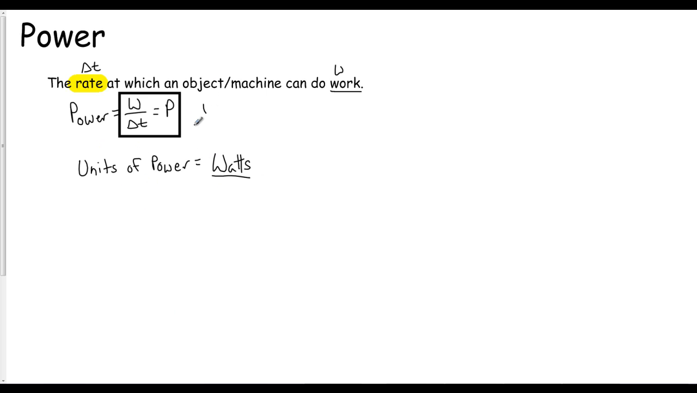Now, notice how it doesn't say that if a machine is so weak, it can't do work, or that a machine is so strong, it's going to do too much work. Instead, let's compare two machines that have two different power ratings. Let's say machine 1 has a power of 100 watts, and machine 2 has a power of 10 watts.